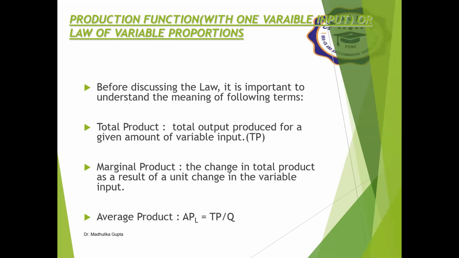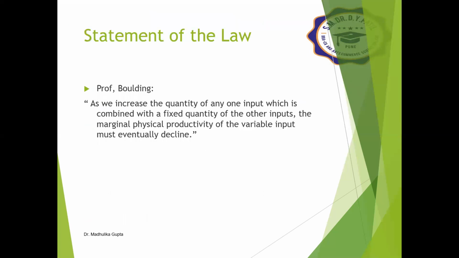This will be important for us to calculate the figures in the table. So remember what is marginal product and what is average product. Marginal is change in total product and average is TP divided by Q. Okay, you remember this. This is very important.